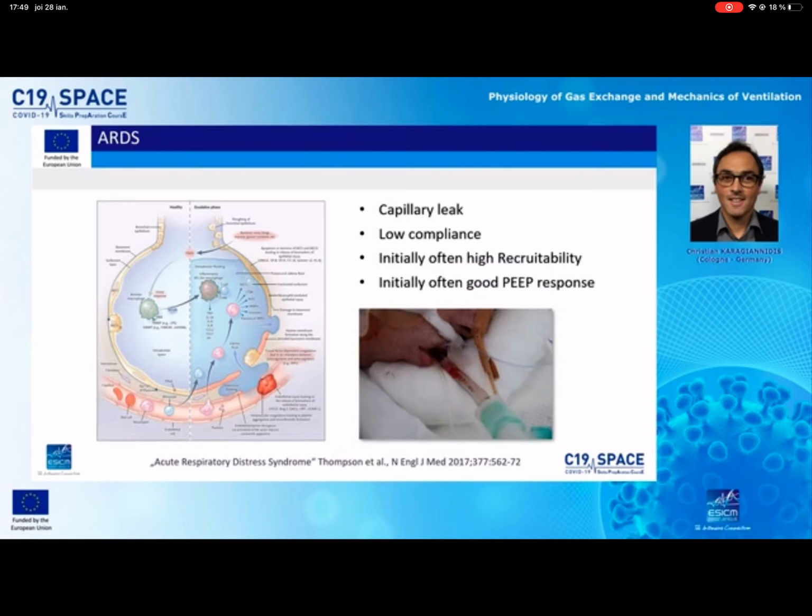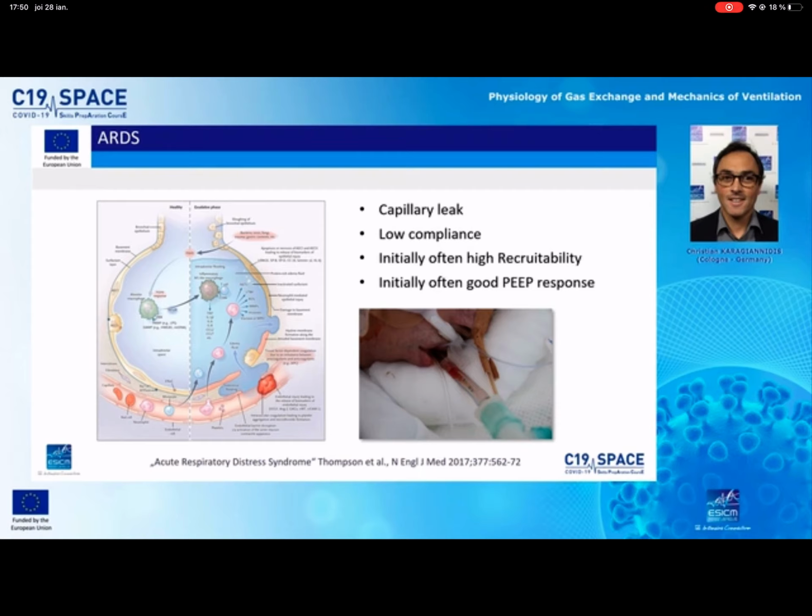In regard of COVID-19 ARDS, there is a long-lasting discussion about the type of ARDS. In patients with the flu, for example, as you see on the right-hand side, you typically have a capillary leak in severe cases in the beginning. There's a lot of edema in the lung, in this case here very severe. You see this edema here. You have a very low compliance of the lung, and usually the patient responds to PEEP and has a good recruitability of the lung. These are the typical initial stages of ARDS.